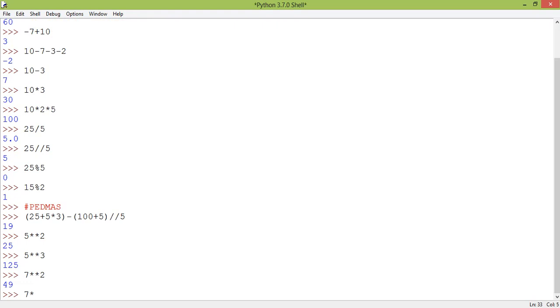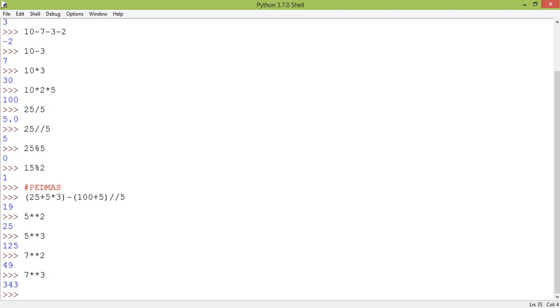7 double star 3. I get the cube of 7, which is 343. So this was the arithmetic operators.